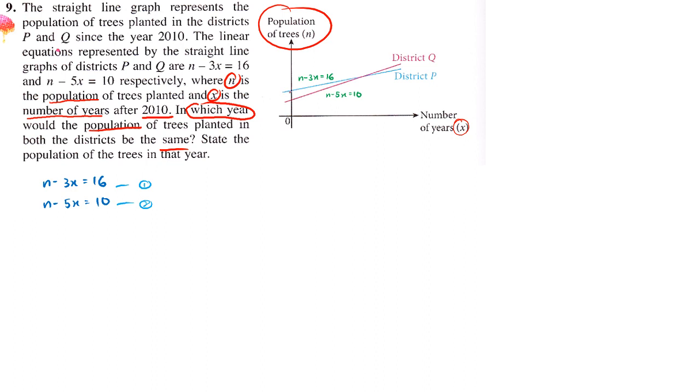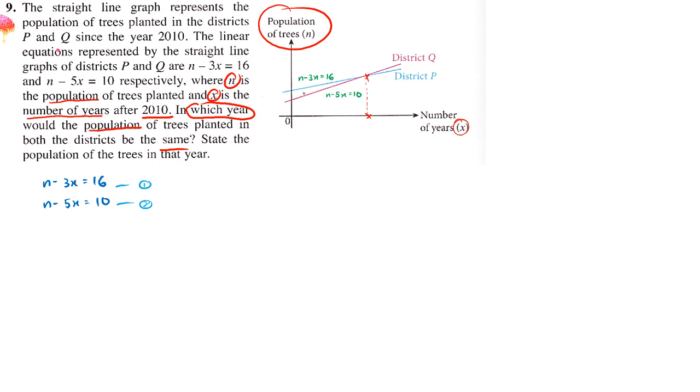In district P, the population of trees also increases throughout the years. The time where the population of the trees are the same is at the intersection point, wouldn't it be? At this point, district P and district Q have the same population of trees, and it will be on this year.